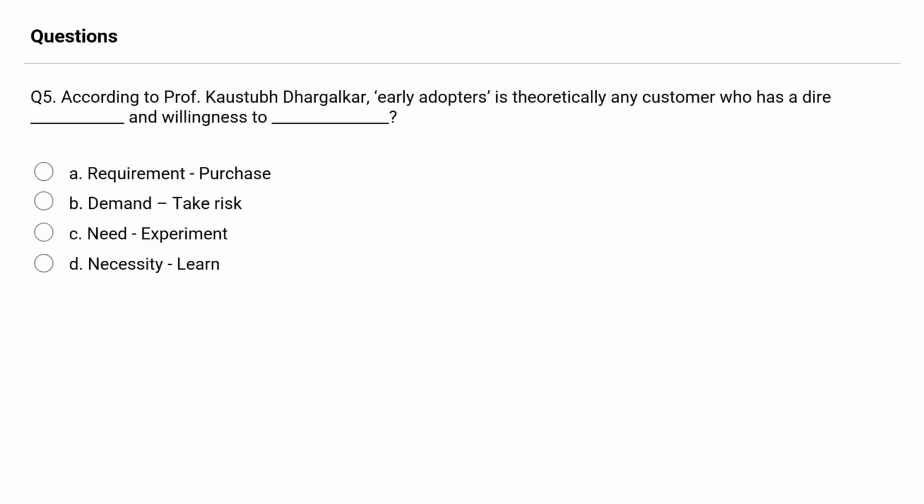Let's proceed further. According to Professor Costa, early adopters is theoretically any customer who has a dire, this is the first blank, and willingness to, the second blank, referring to the early adopters. So the options are requirement, purchase; demand, take risk; need, experiment; and necessity and learn.